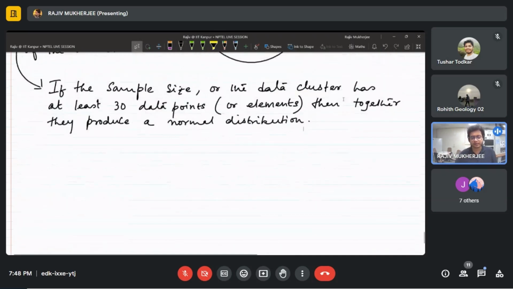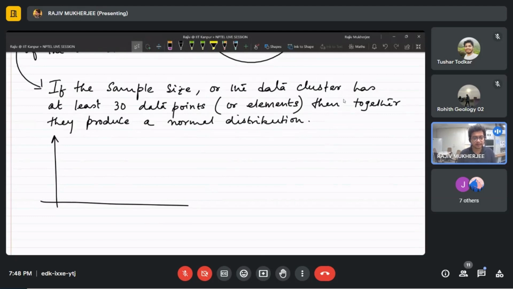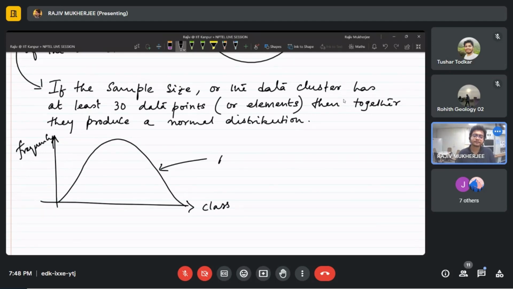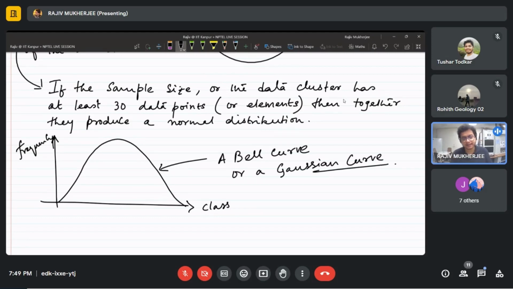So what is a normal distribution? You must have followed your sedimentary geology class. So if this is the frequency and this is the class or categories in which we divide the data, the plot would look like this. So this is known as a bell curve or a Gaussian curve, right? And what is the significance of this kind of curve?